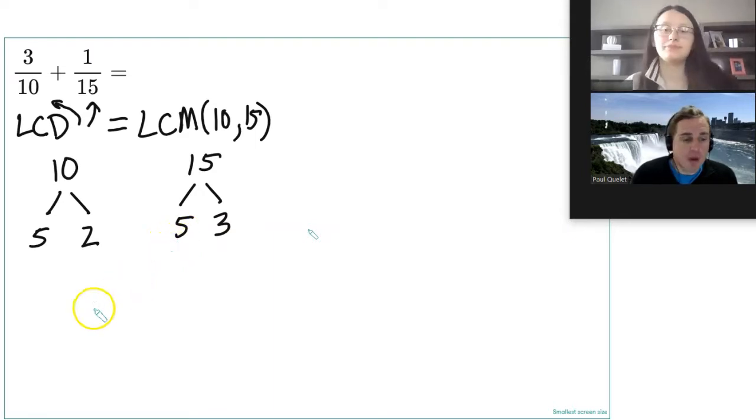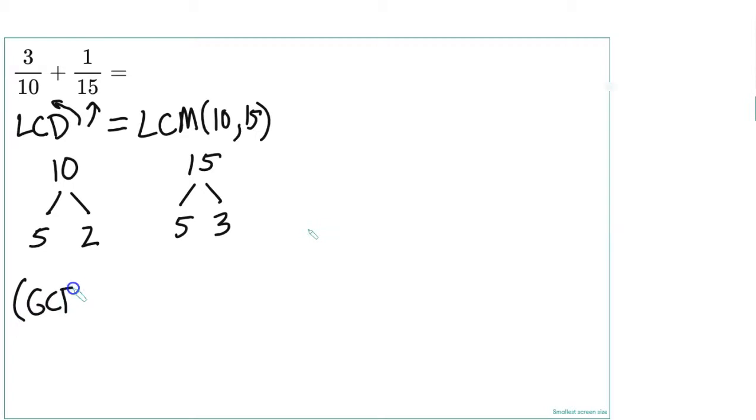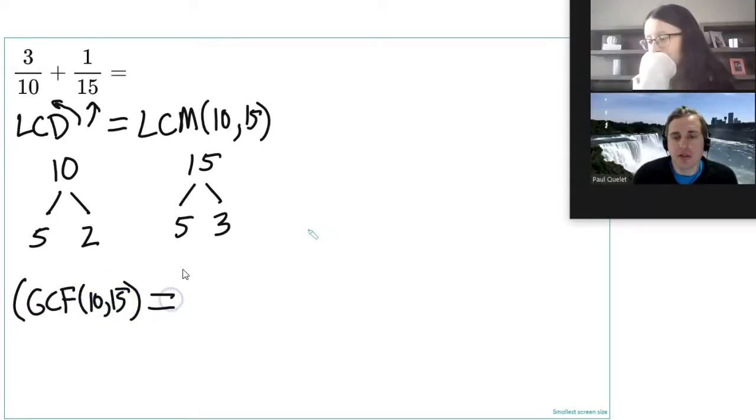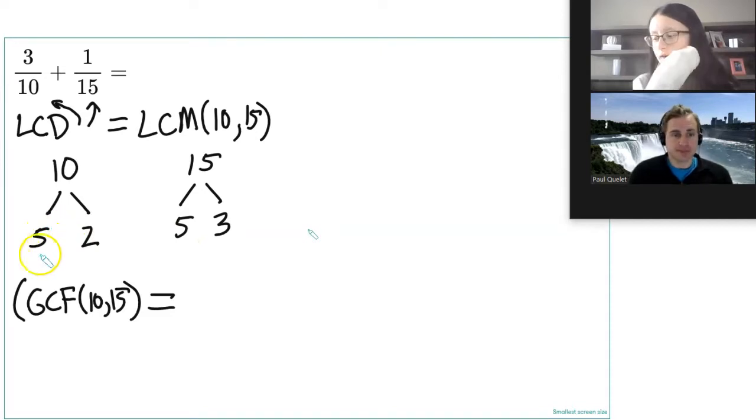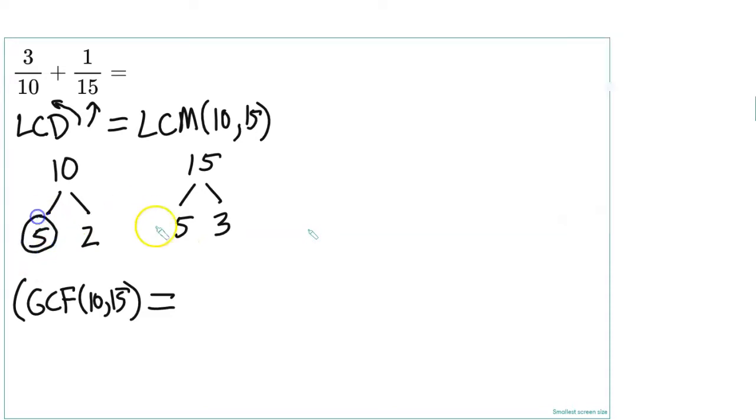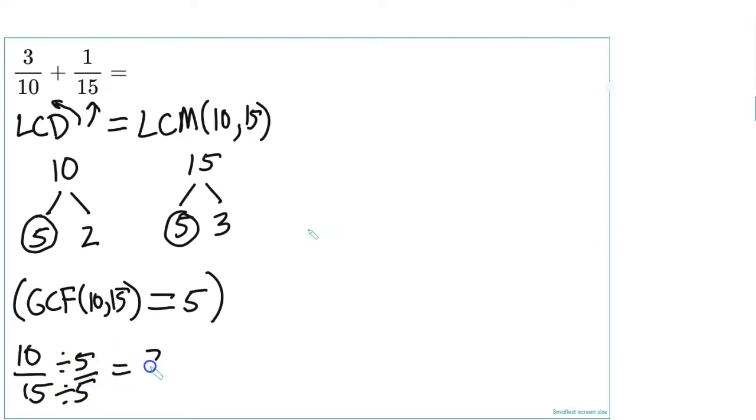Now, just a quick side note, if we wanted the greatest common factor of 10 and 15, what number would that be? That's not what we're doing here, but just a reminder. What number do they share? 5. See how 5 is repeated? So the greatest common factor would be 5. In other words, if you had 10/15ths, you could divide the top and the bottom by 5. And you would get 2 over what?